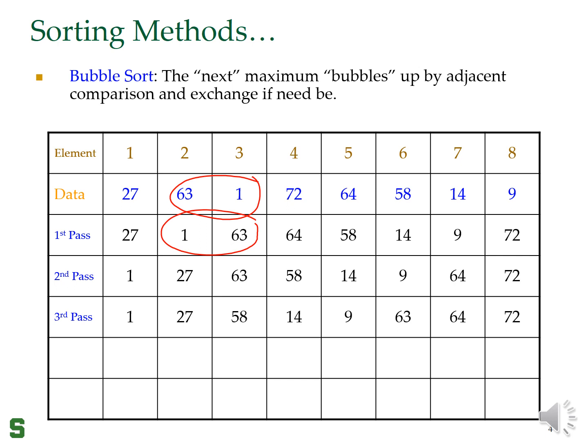Now once we swap them, we will have 63 and 72. We are good with that, so we leave them alone. Then we will have 72 and 64. That's not the right order. We want to push 72 to the right and keep going like that. And if you do this sufficiently many times, in the worst case you will have to do this n minus 1 times, where n is the number of elements in the array. Then eventually the array would be sorted.